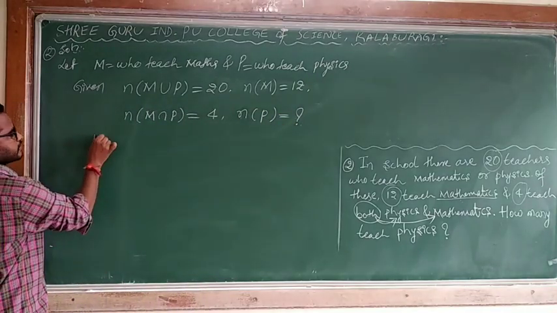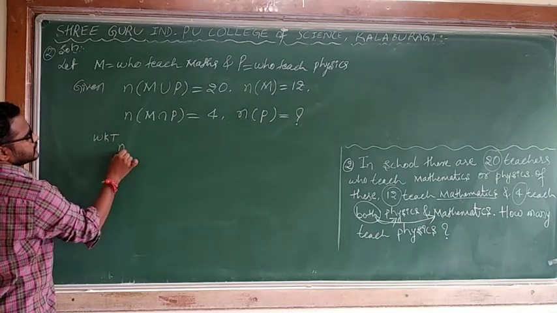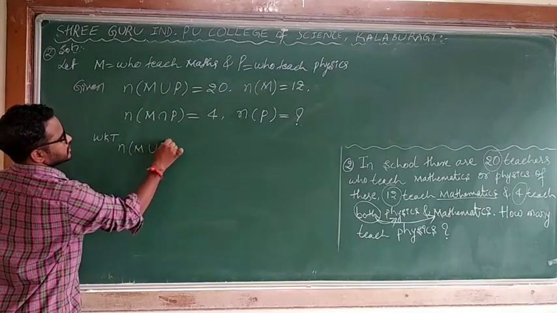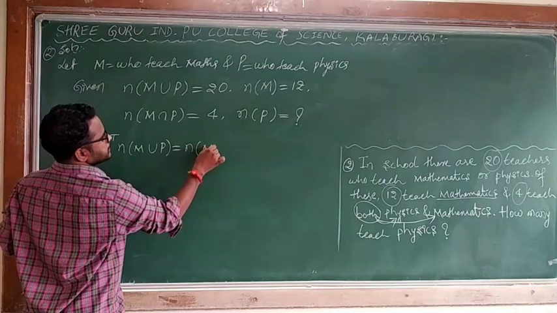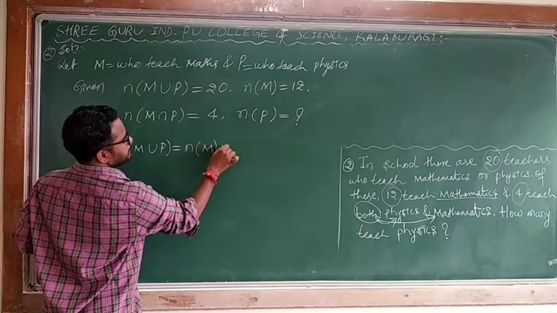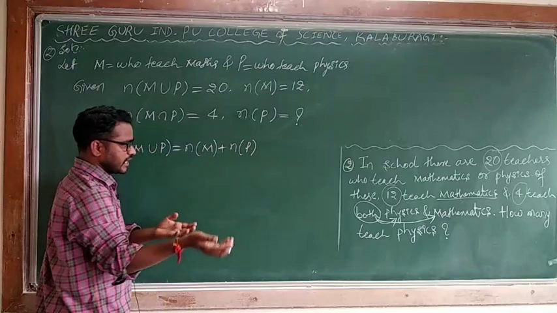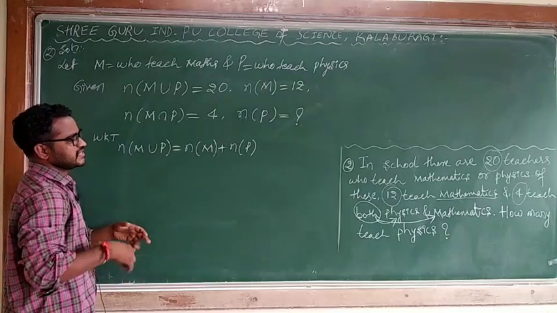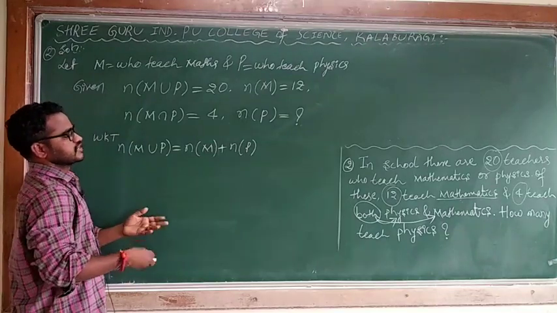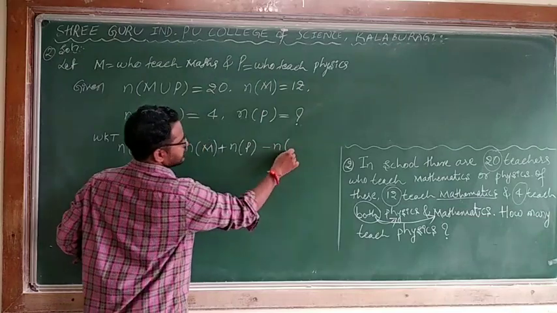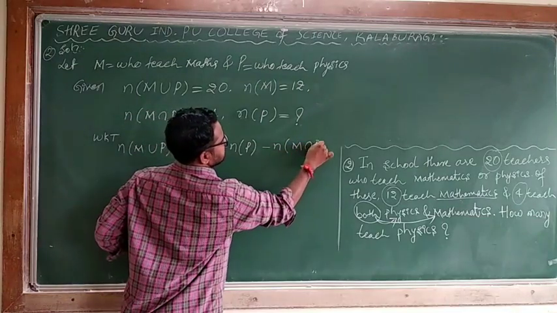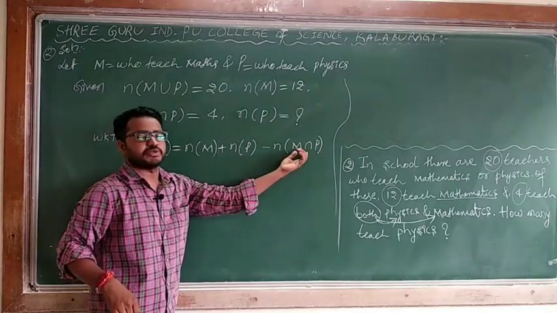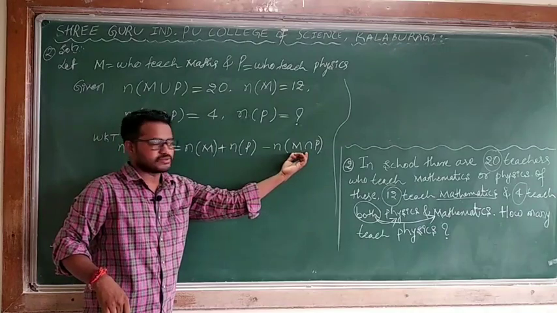Again, we know the formula. I can exchange the variables A and B with M and P. N of M union P can be written as N of M plus N of P minus N of M intersection P. N of M means those who teach mathematics, N of P physics, minus N of M intersection P. It is not MP, this is M intersection P, those who teach mathematics as well as physics.